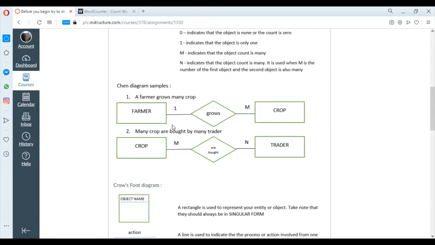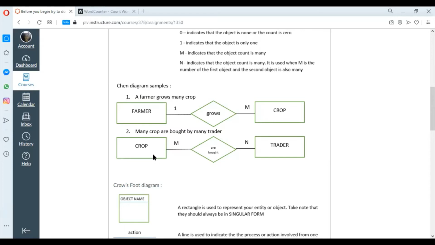Now, as I have said, your object, which is your noun, is or should be placed in a rectangle, in a singular form, and in all capital letters. So we have here a farmer, which is one farmer, and then many crops, so crop, many crop. So our action is indicated inside our diamond. So one farmer grows many crops. Okay, that is our first example.